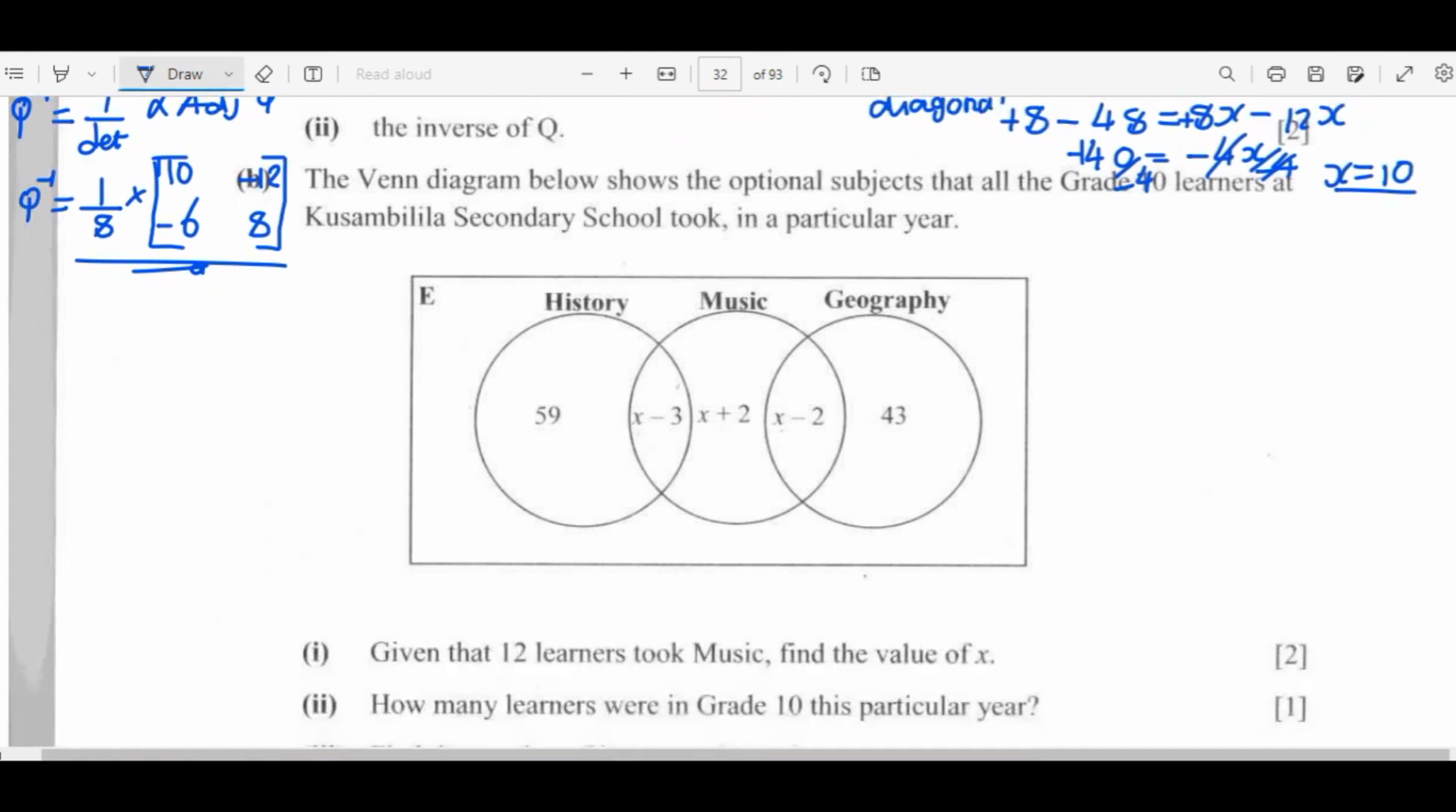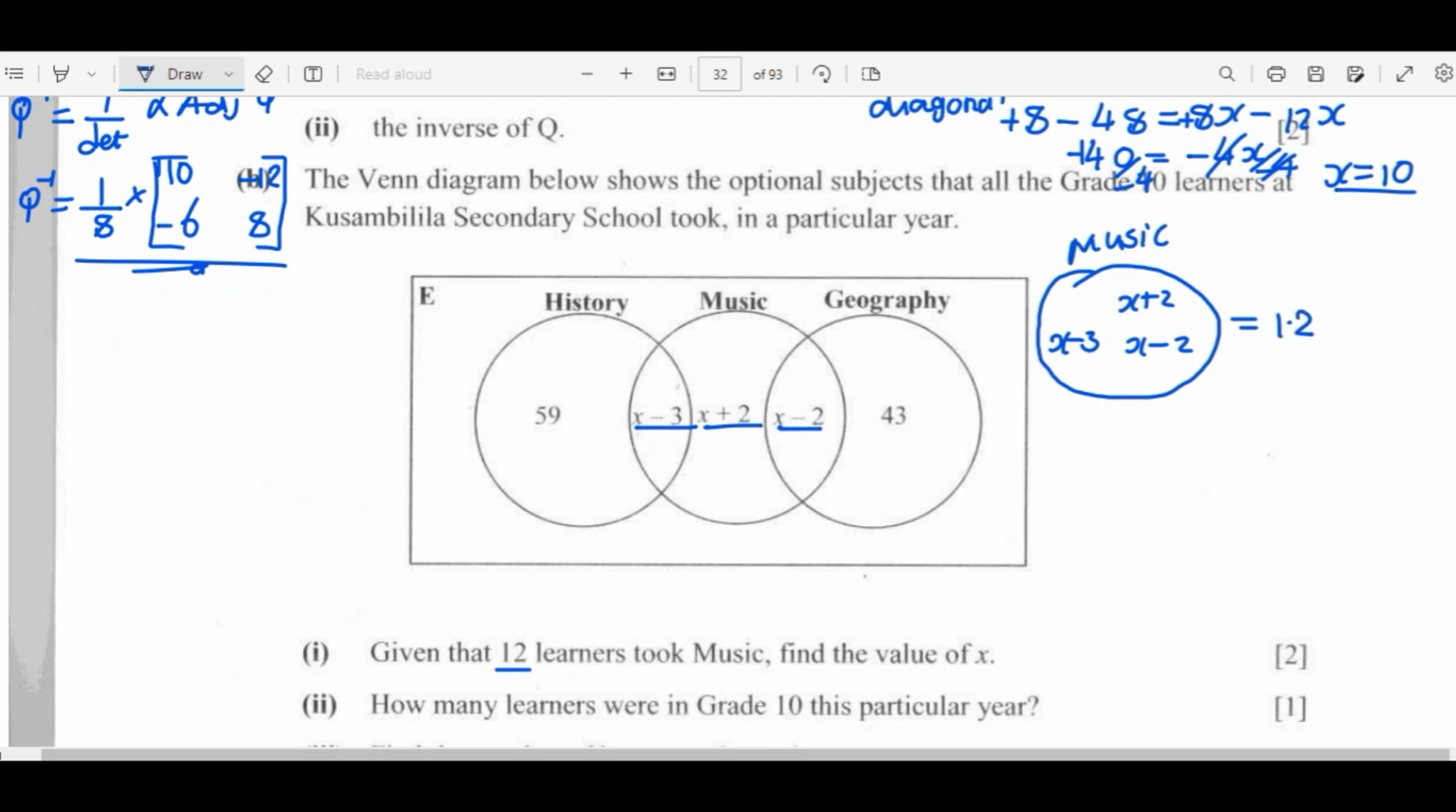We move on to question B. The Venn diagram below shows the optional subjects that all the grade 10 learners at Kusambila Secondary School took in a particular year. Right, so we have history, music, and geography. Now, Roman number 1, given that 12 learners took music, find the value of x. So let me see if I can draw the set for music. So this is music. Then under music, we have this part. X minus 3 is under music. X plus 2 is also under music. X minus 2 is also under music. Then everything in set music must be equated to this number, which is 12.